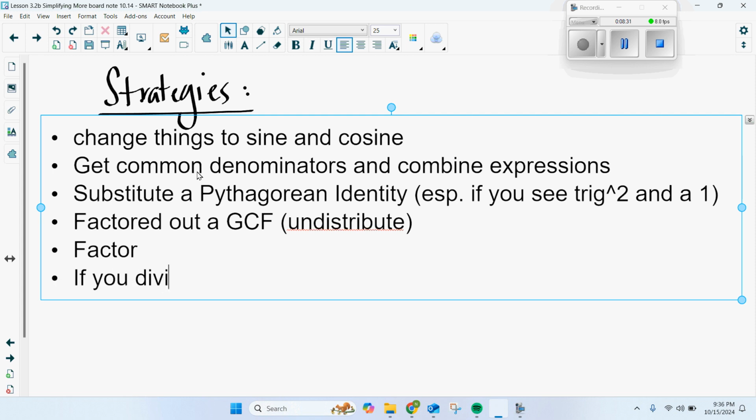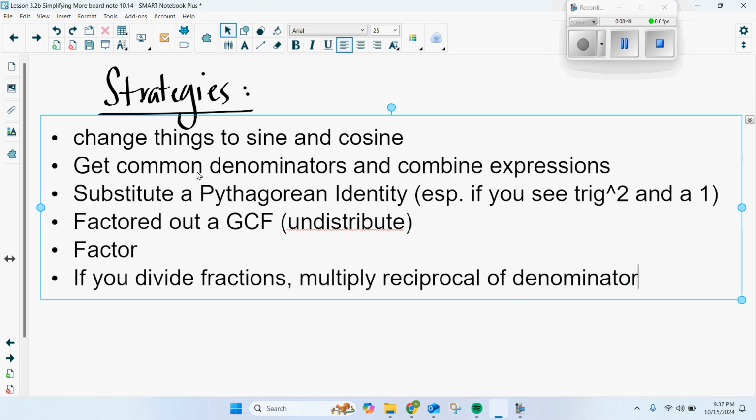If you divide fractions, this is a common rule that you have known since elementary school probably. If you divide fractions, remember that you can multiply by the reciprocal of the denominator. Some of you might say keep, change, flip. That's fine. I don't really like keep, change, flip because a lot of times people forget what they're keeping and changing and flipping and what that even means. So I prefer the mathy words, multiply the reciprocal of the denominator. But it's cool. Do what you remember.